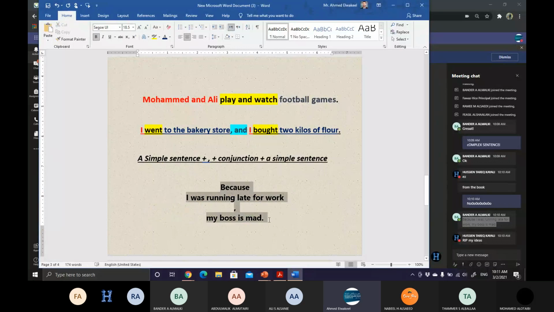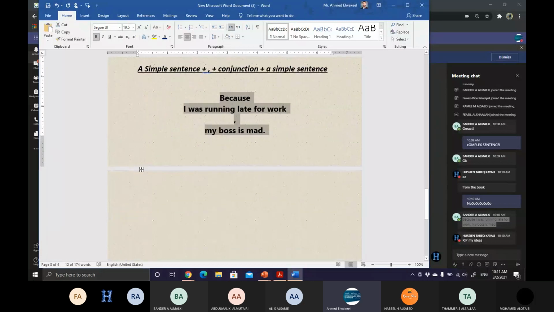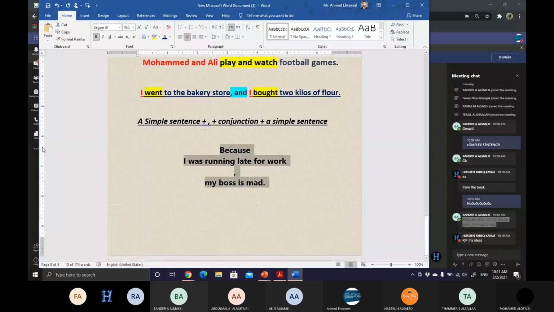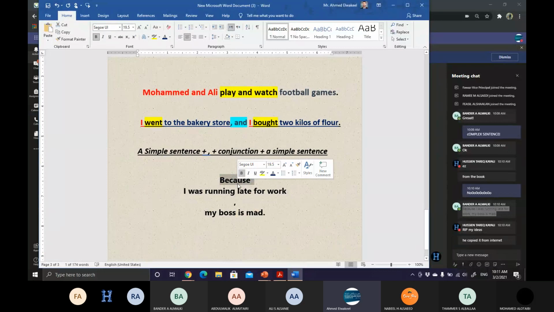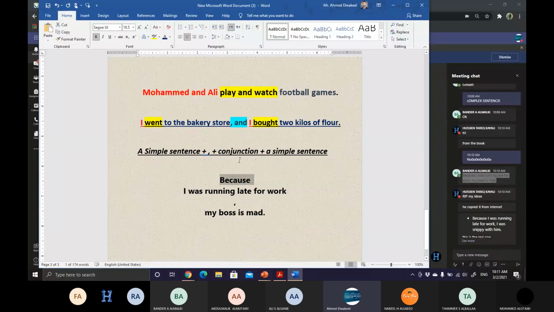So if we look at these all together, you will find that, number one, I have a conjunction. Yet it's not like the coordinating conjunction. It's called a subordinating conjunction. Okay, so here I have a subordinating conjunction.